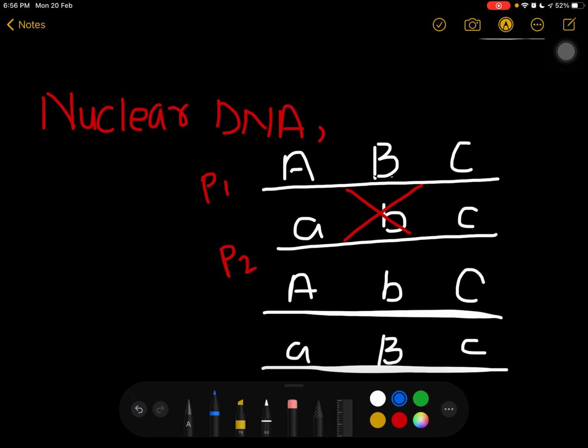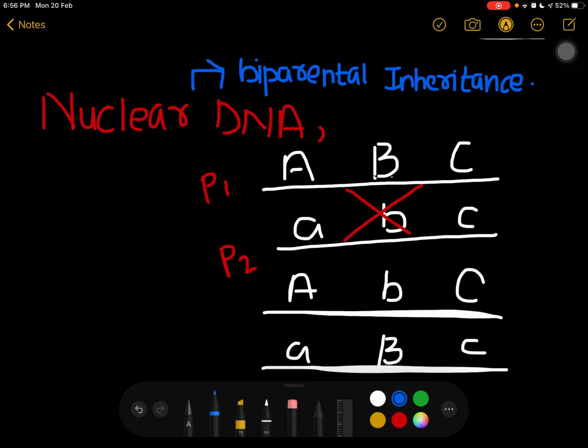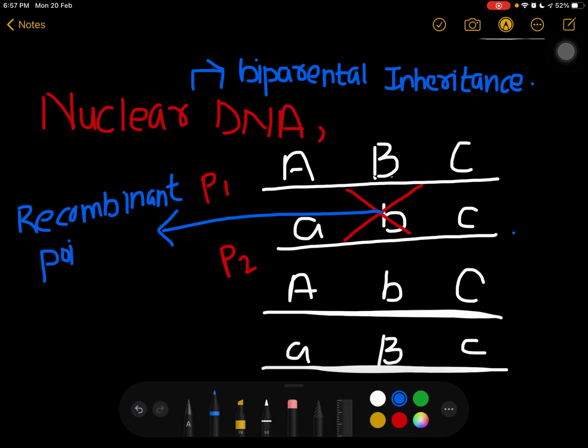So this nuclear DNA is basically biparental inheritance, right? This is biparental inheritance, right? So this gene has arrived from parent 1 and this gene has arrived from parent 2. So there will be a recombination. And this point is known as the recombinant point, right?